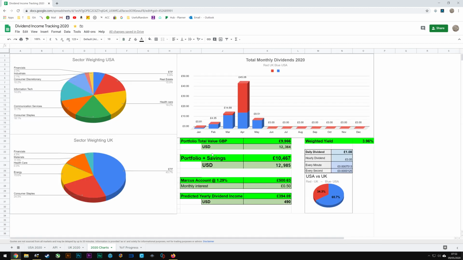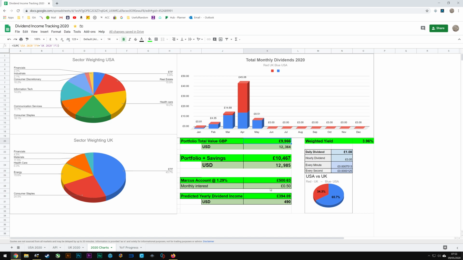If we go on to 2020 charts, this is where I've got my graphs and charts. The total monthly dividend chart is my favourite for obvious reasons. It takes the total of both the US and UK stocks for any given month and sums them up. It displays them in a nice little chart. As you can see here, we've got the UK stocks as the red part of the bar and US as part of the blue bar. The two pie charts show weight for the US and UK separately, along with a small pie chart here which shows you the total split between the two.